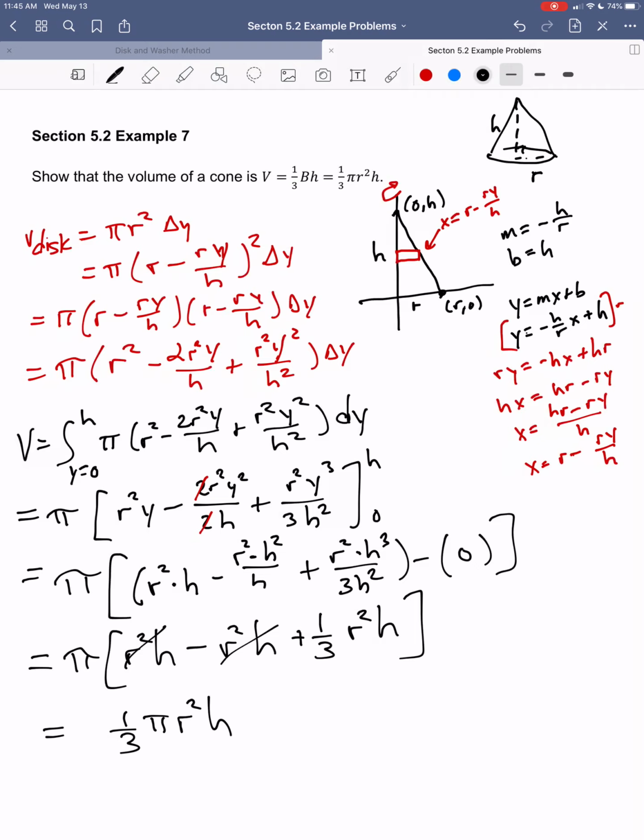So sort of cool that we could actually verify these formulas from geometry that we've known for a long time. Calculus can help us come up with some of those and verify that they're actually correct.